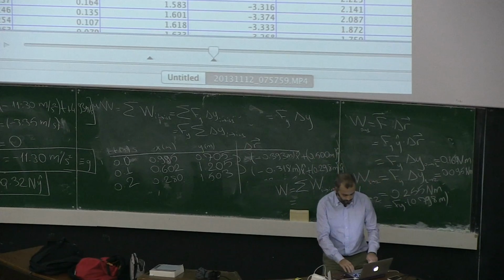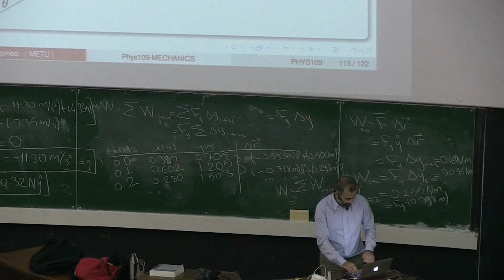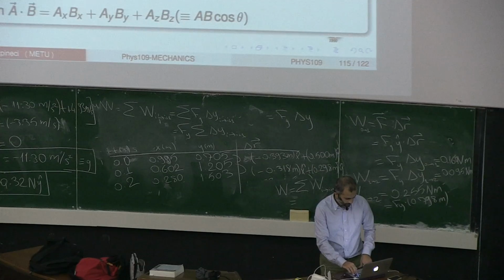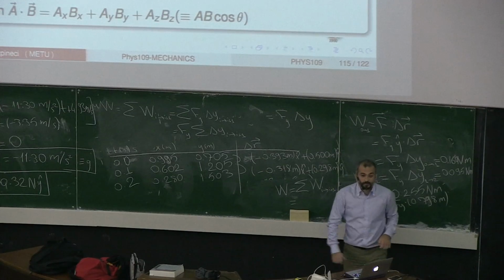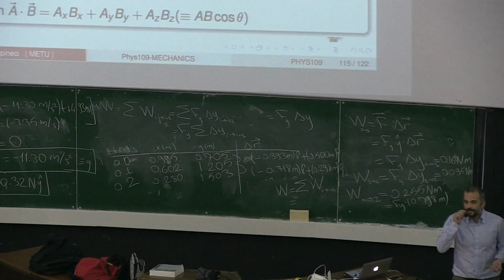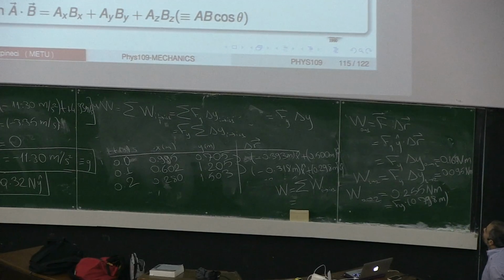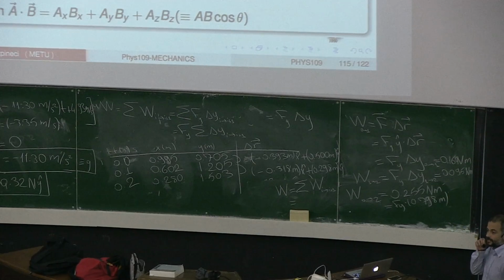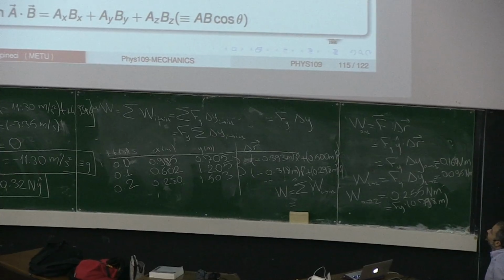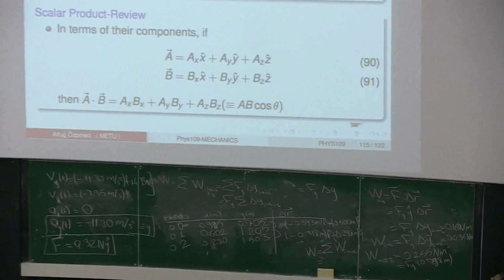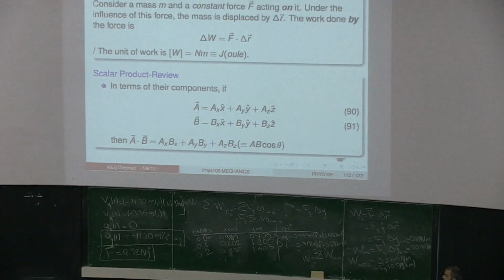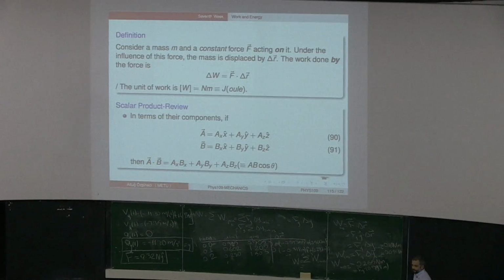Now this unit, newton meters, that is the unit of work. Since we are using it quite often, we just give it a different name. It is what we call the joule. One joule is defined as one newton meter.